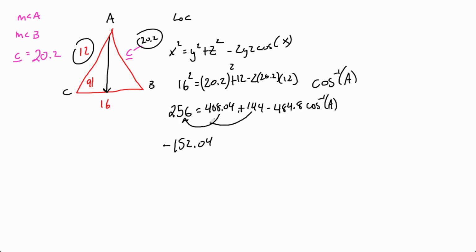Oh, I should have combined these first. I guess let's go ahead and subtract 144 as well. Leaving me with negative 296.04 is equal to negative 484.8 cosine inverse A. And this is going to give me 296.04 divided by negative 484.8. And then I'm going to take secant cosine of that answer to get approximately 52.4 degrees.